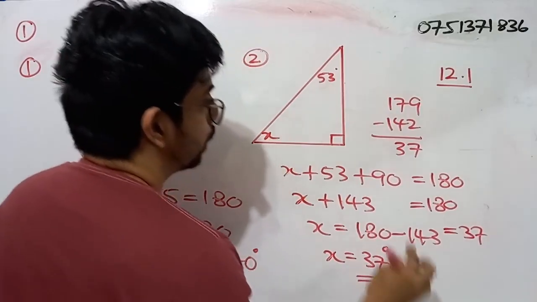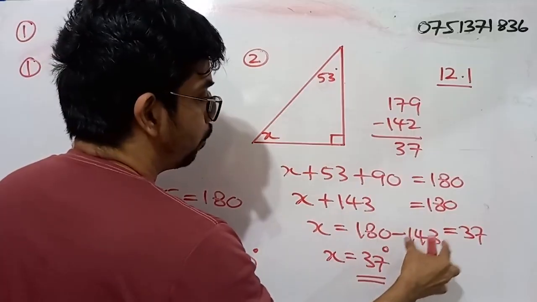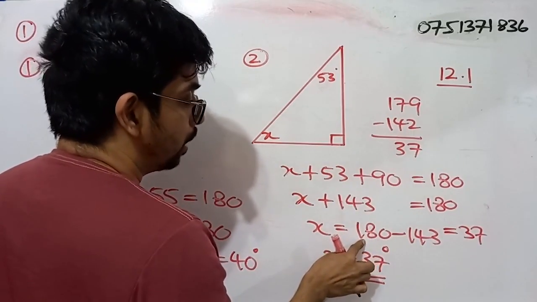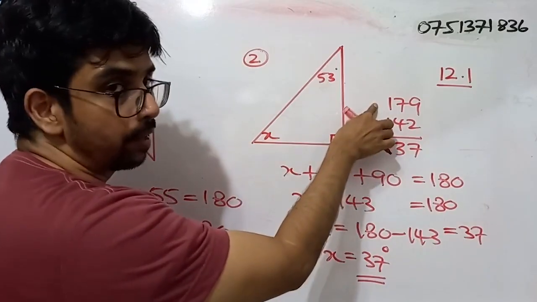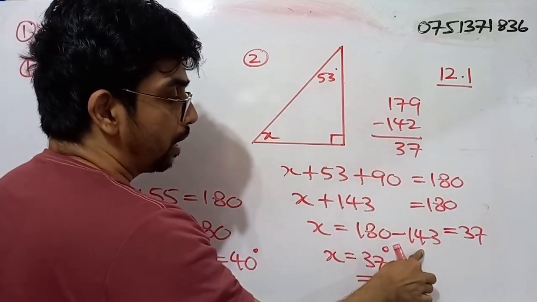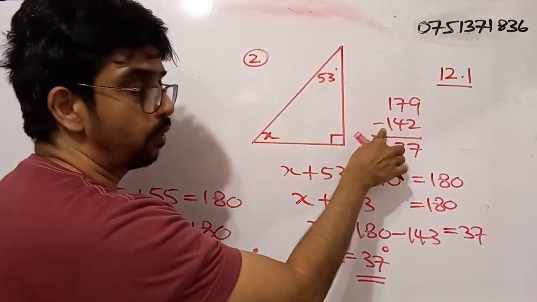37 degrees. So here when I subtracted 180 from 143, first of all I subtracted 1 from 180. So this becomes what? 179. Then from 143 also I subtracted 1. That is why this is 142.